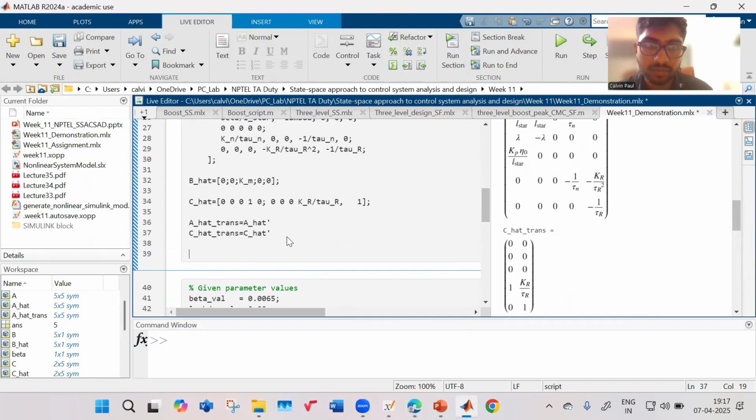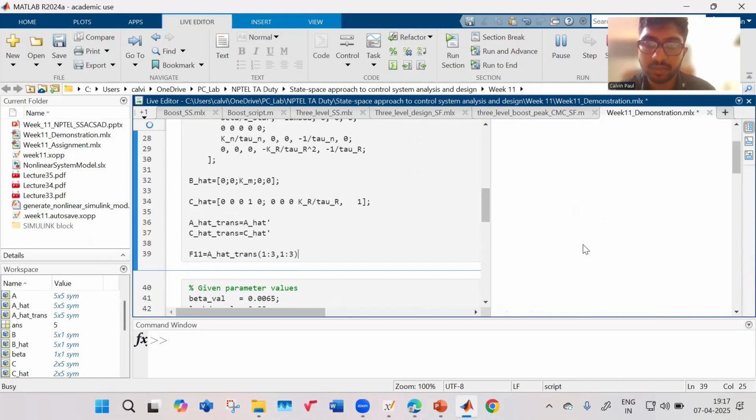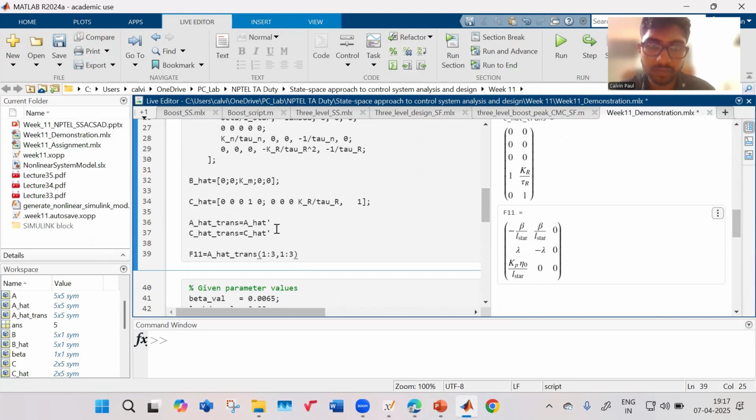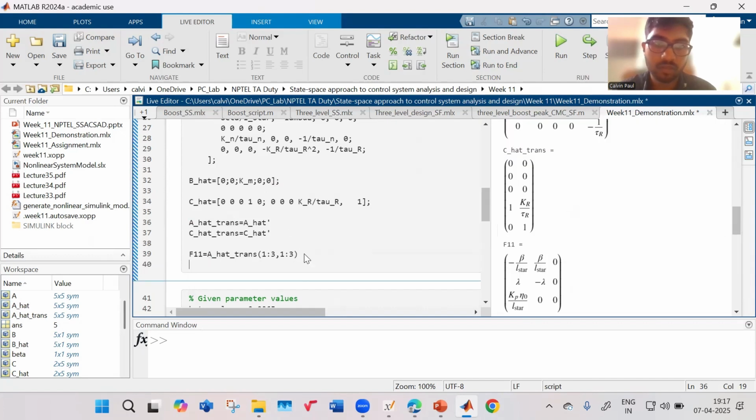So what happens is F11 is A hat transpose, first row, third column. This is our F11. Let us run it. This is F11. Okay, what is F12? F12 is equal to A hat transpose, three rows and the fourth and fifth column.